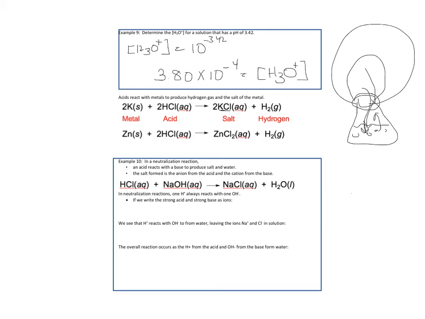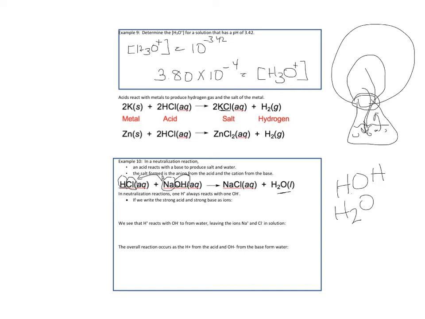This happens when you have an acid and a base, and instead of a salt and hydrogen gas, you get a salt and water. Okay, the salt formed is the anion from the acid, right? In this case, chlorine. And the cation from the base, in this case, sodium. So the sodium and the chlorine pair up, and they make sodium chloride, and what's left is OH and H. HOH is H2O, which is water.